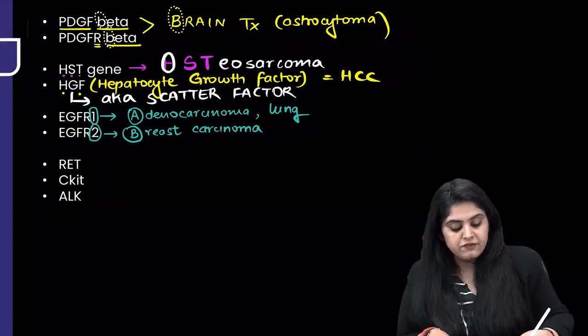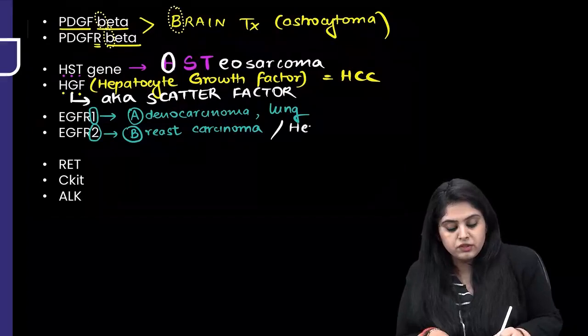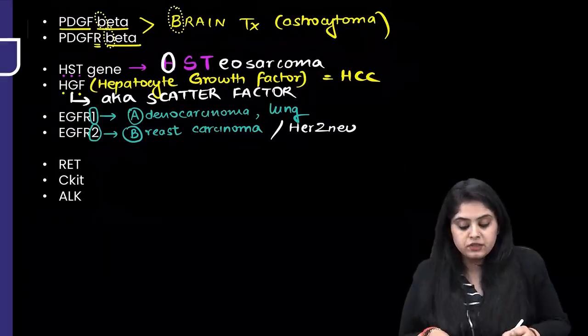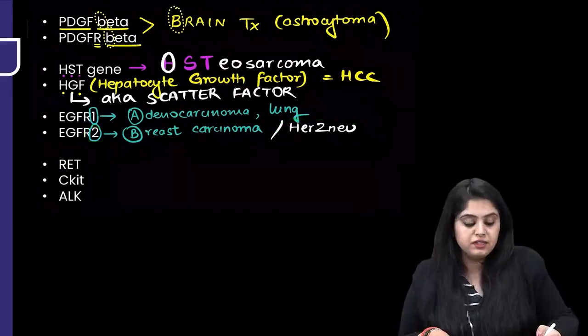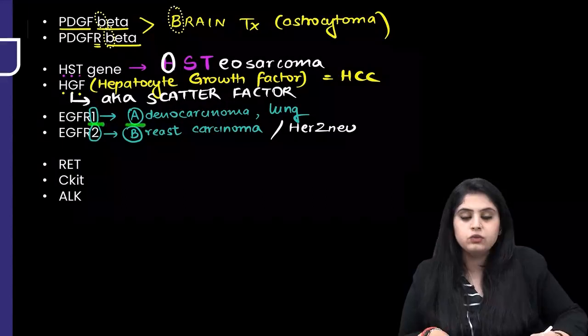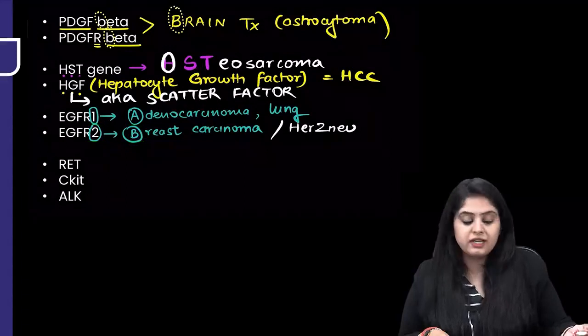In fact, EGFR2 is also known as HER2/neu. So now you can never forget, because everyone knows that HER2/neu is associated with breast cancer. Na? So EGFR2 and HER2/neu is the same thing. So simple, EGFR1 hai to A, adenocarcinoma lung. EGFR2 hai, second alphabet is B, breast cancer.